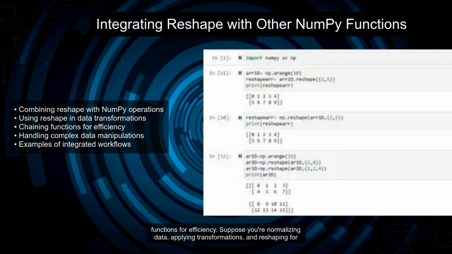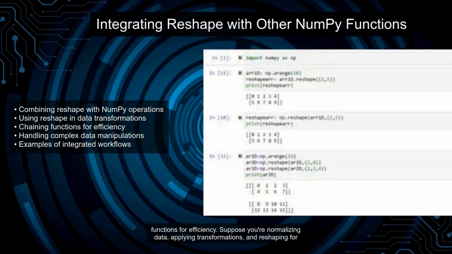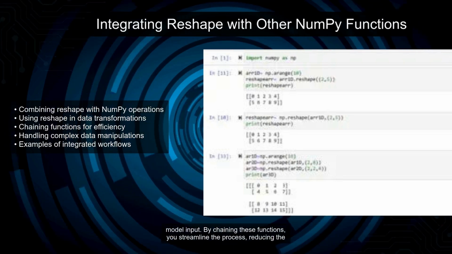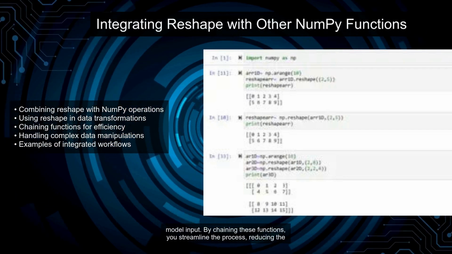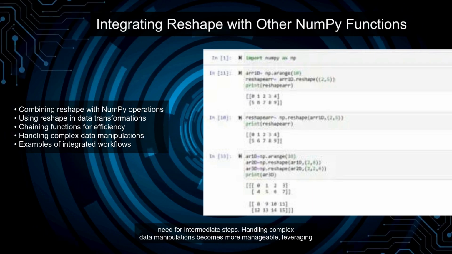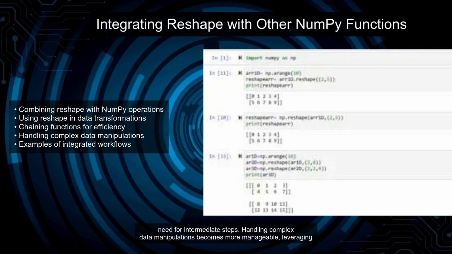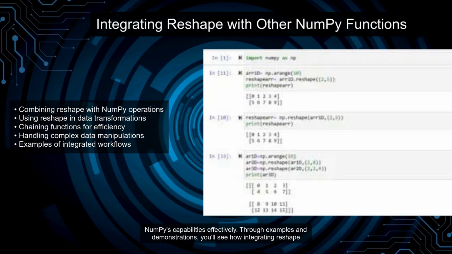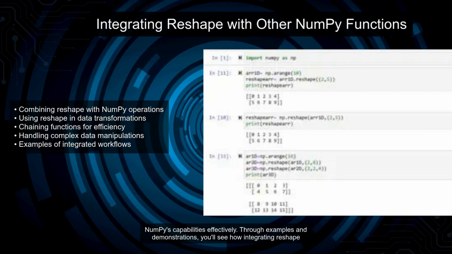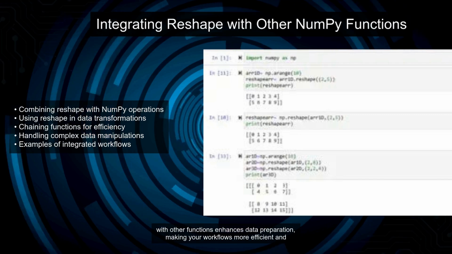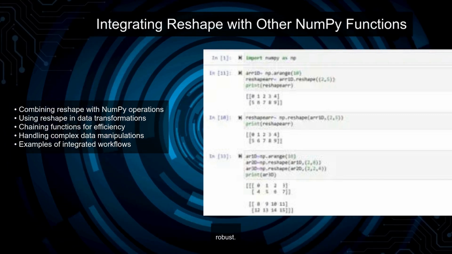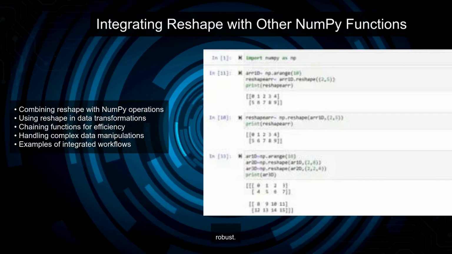Another example is chaining functions for efficiency. Suppose you're normalizing data, applying transformations, and reshaping for model input. By chaining these functions, you streamline the process, reducing the need for intermediate steps. Handling complex data manipulations becomes more manageable, leveraging NumPy's capabilities effectively. Through examples and demonstrations, you'll see how integrating reshape with other functions enhances data preparation, making your workflows more efficient and robust.